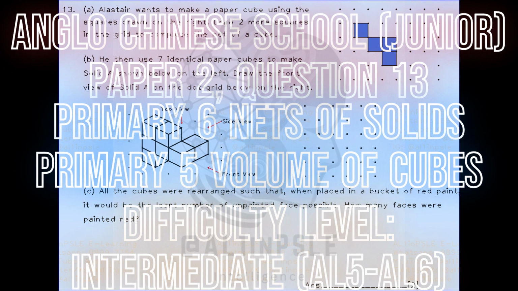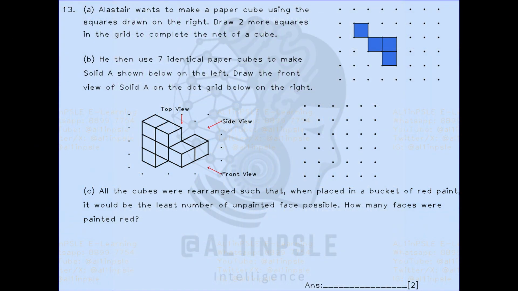P6 nets of solids and P5 volume of cubes are topics which require students to have spatial imagination and visualization. Take note that this question has been modified. We shall read the question now. Part A. Alistair wants to make a paper cube using the squares drawn on the right. Draw 2 more squares in the grid to complete the net of a cube.